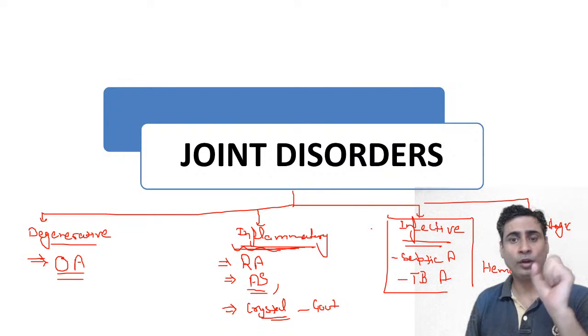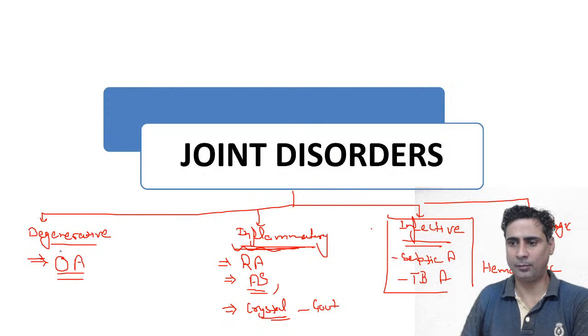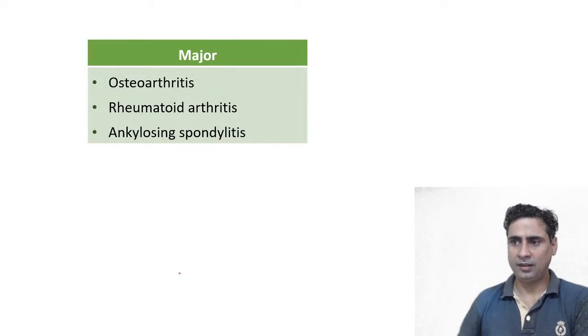Now today we are going to discuss three important joint disorders which are considered as a major joint disorder, which are very important for your university exam as well as for your PG entrance exam: osteoarthritis, rheumatoid arthritis, and ankylosing spondylitis. So let's start with this.